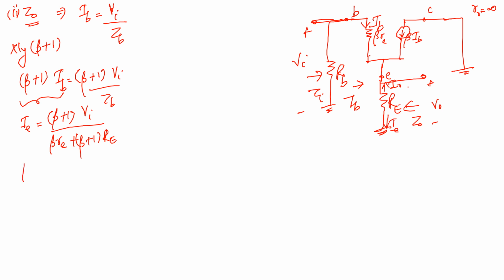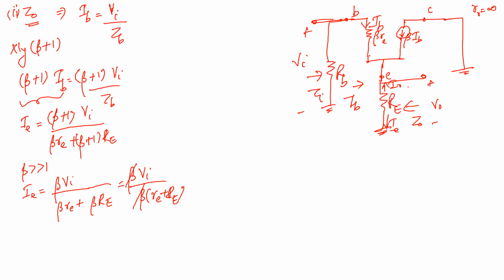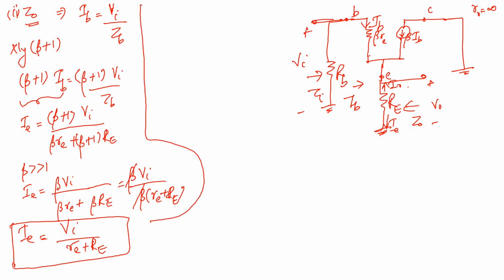Now, since beta is very much greater than 1, we are going to neglect 1. So you can write it as beta Vi divided by beta re plus beta into capital RE. Can we take beta as common? So beta Vi divided by beta into re plus capital RE. Okay, so I can cancel this. So I am getting IE is equal to Vi divided by re plus capital RE. So this is my desired equation. Now, step 1, I have found out what is your IE.